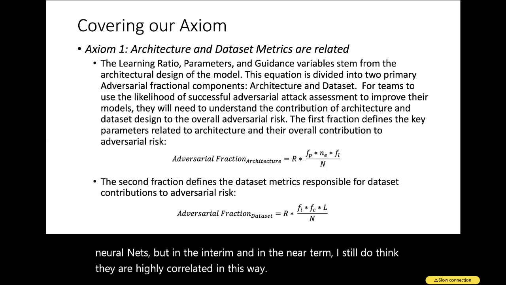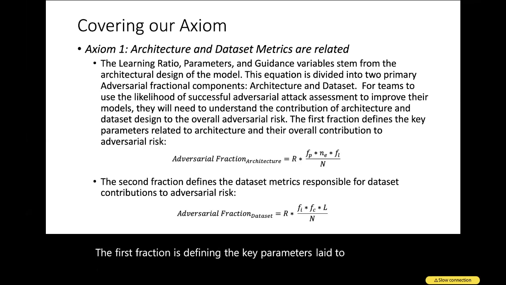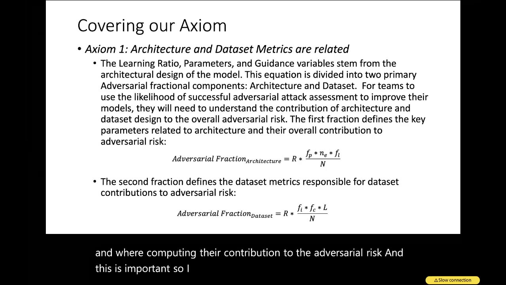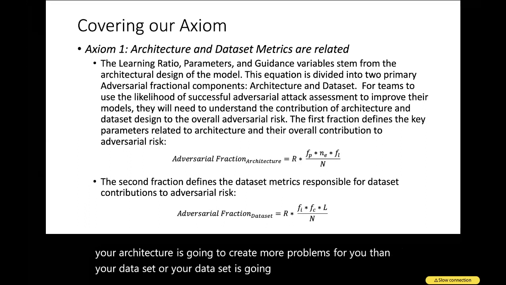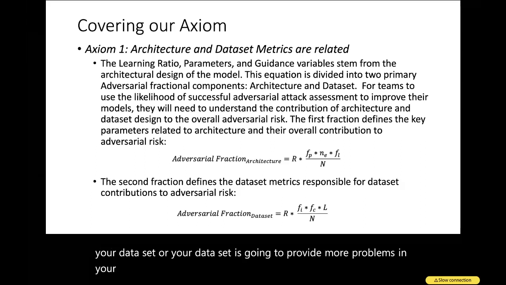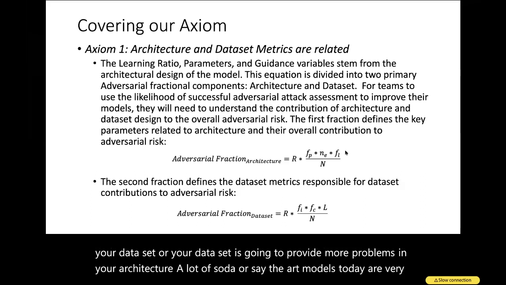The first fraction is defining the key parameters related to architecture, and we're computing their contribution to the adversarial risk. And this is important. So I want to just focus on the fact that sometimes your architecture is going to create more problems for your data set, or your data set is going to provide more problems than your architecture. A lot of SOTA or state-of-the-art models today are very complex. They offer great performance. The issue with that is that nobody checks the answers. If you're just downloading and putting into your system, then you'll open yourself up to risk. And if you just download data straight off the internet and use your own data for fine tuning, you still open yourself up to that very same risk.